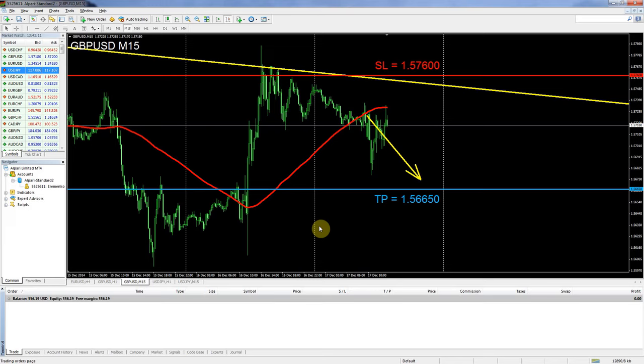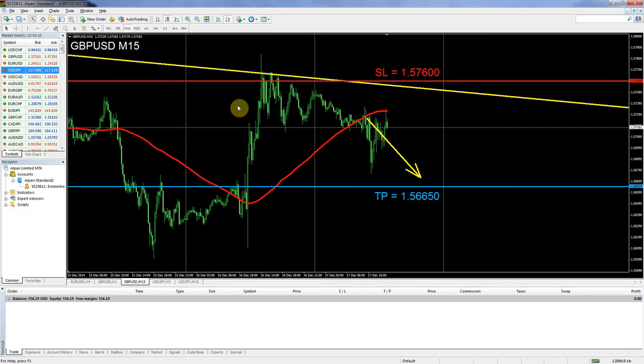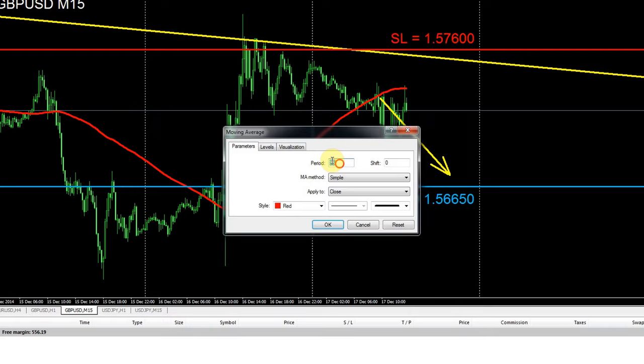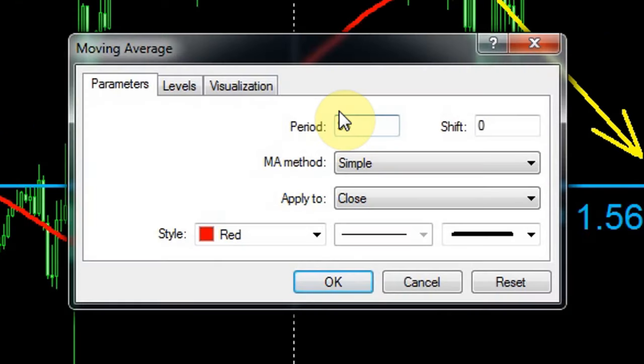So as you can see in the middle here, I've got the British pound dollar M15 chart open, and I've already got some markings on this chart which will help us conduct our trade today. So what I have here, first of all and most importantly, is this moving average. It's a simple moving average and the period is 96. So I'm just going to double click that and you can see here that the period is 96.